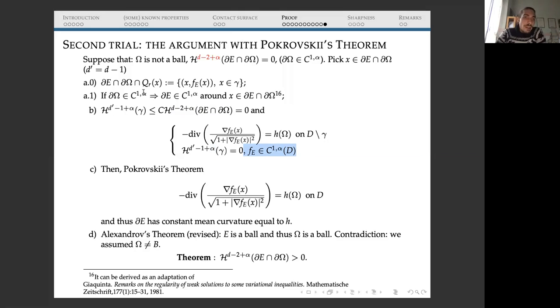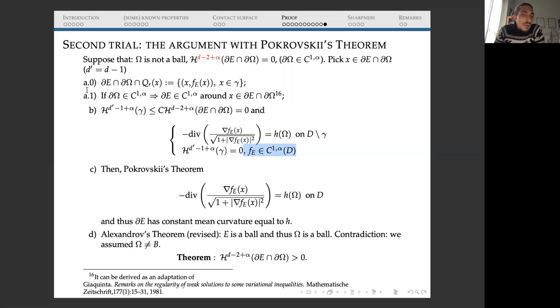This is true for alpha equals 0, as I showed you in the beginning. It's true for alpha equal to 1. And with Simone, we filled the gap by proving this for all alpha between 0 and 1. We couldn't find it in the literature, at least to the best of our knowledge.